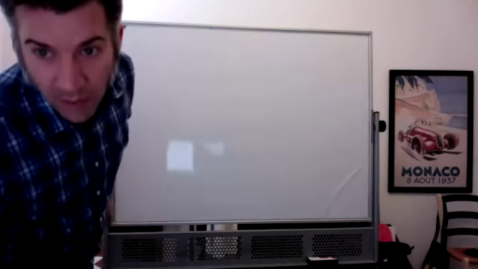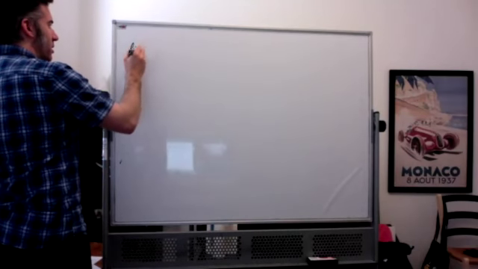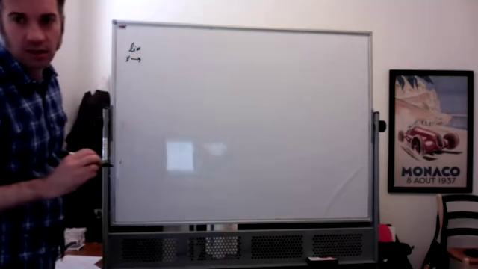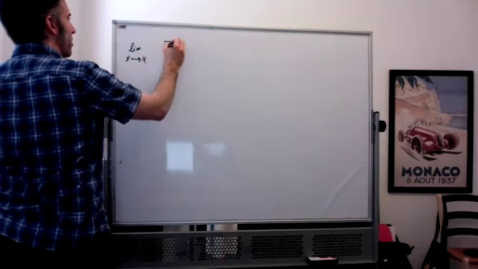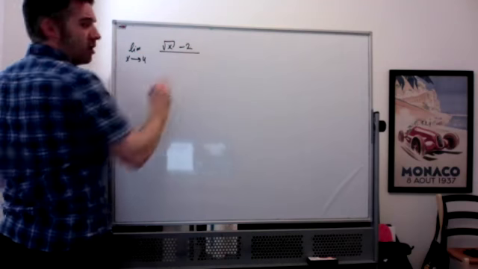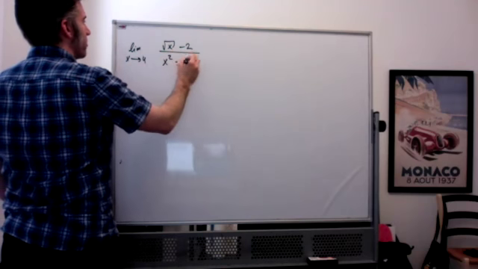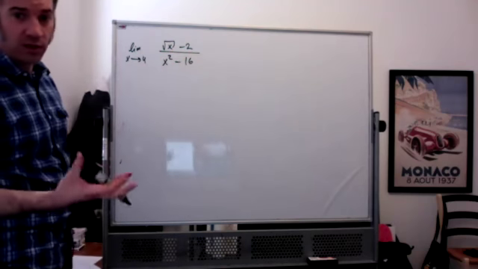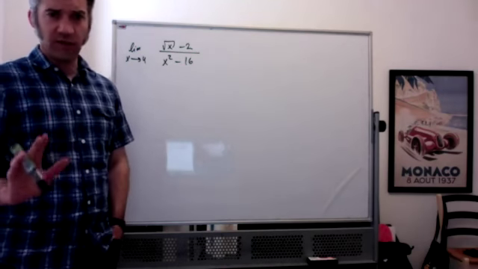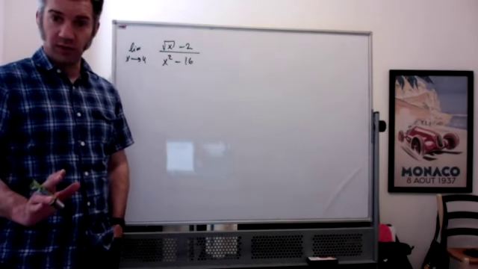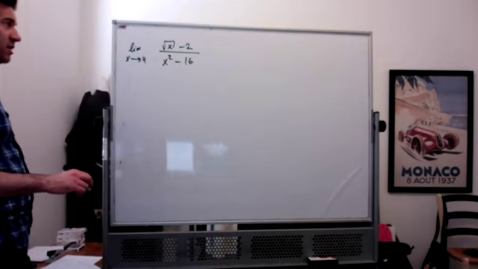Let's look at this first one. Evaluate each limit or say why it doesn't exist. Limit as x approaches 4 of the square root of x minus 2 over x squared minus 16. Clearly a 0 over 0 type of limit. And I believe, correct me if I'm wrong, you guys have not covered L'Hopital's rule yet, so can't use L'Hopital's rule. But it is 0 over 0. So what are we going to do?